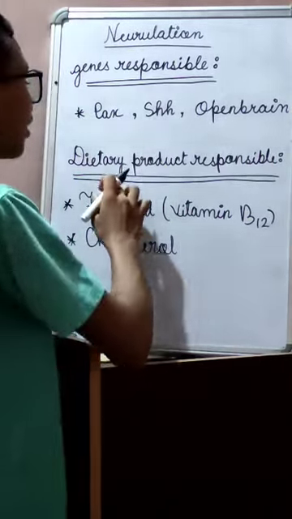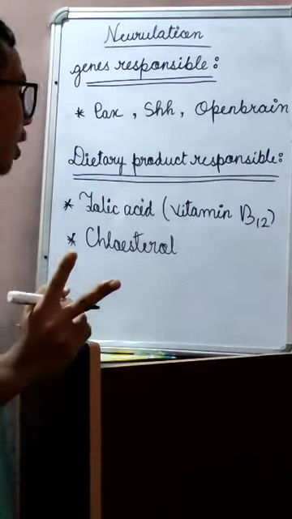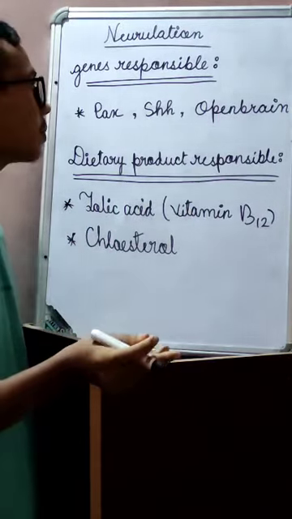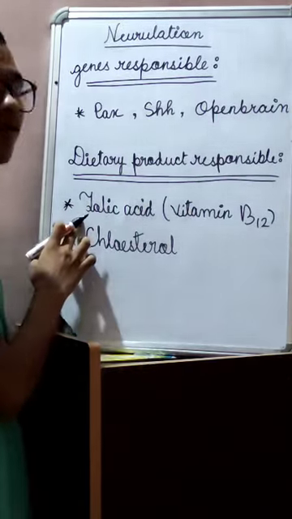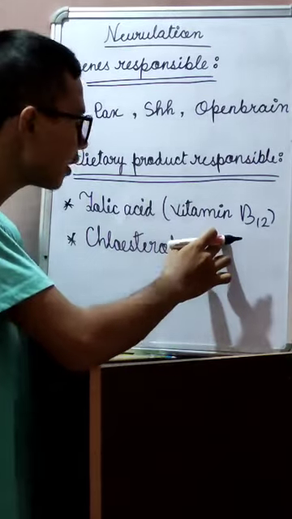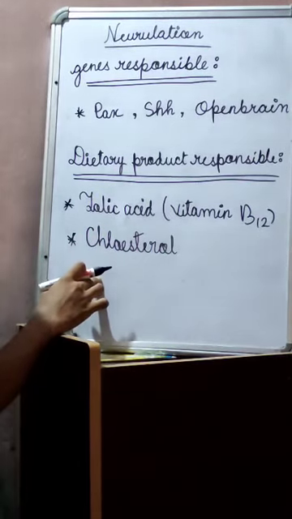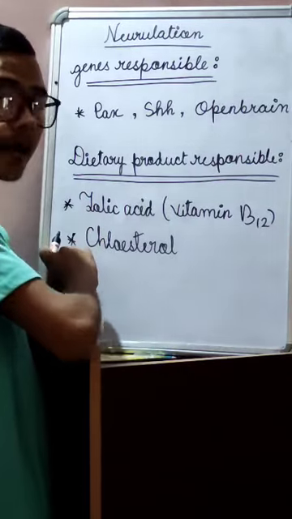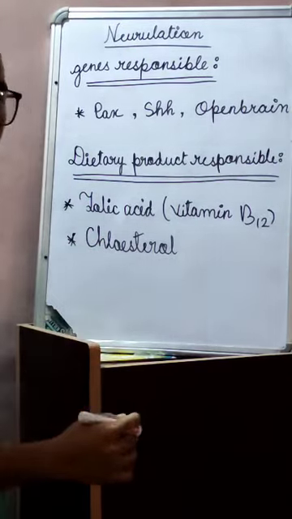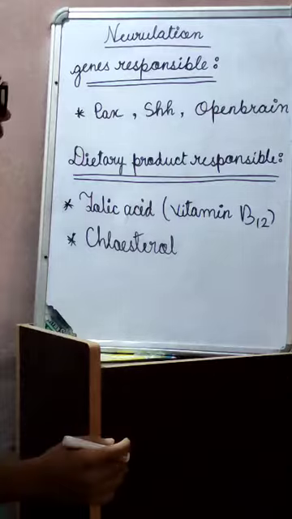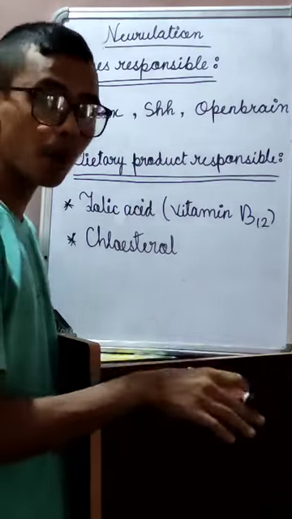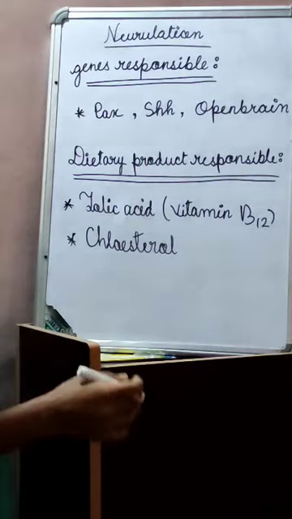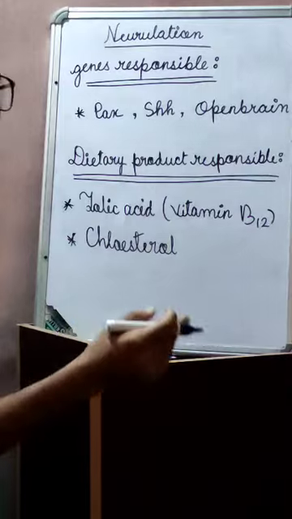The second factor is dietary products, and there are two dietary products responsible for the neurulation process. Number 1 is folic acid, also known as vitamin B12. Number 2 is cholesterol. If these two dietary products are absent in a pregnant mother, then in the developing embryo the neurulation process will be defective.